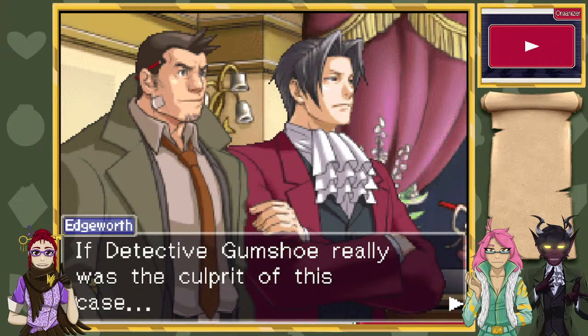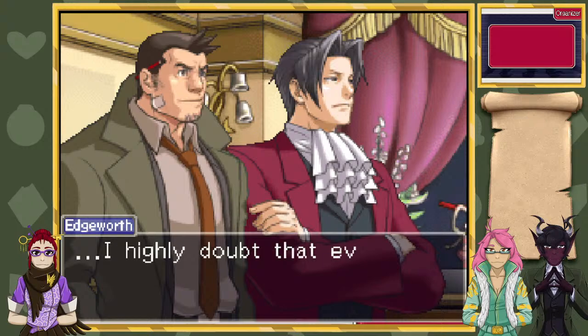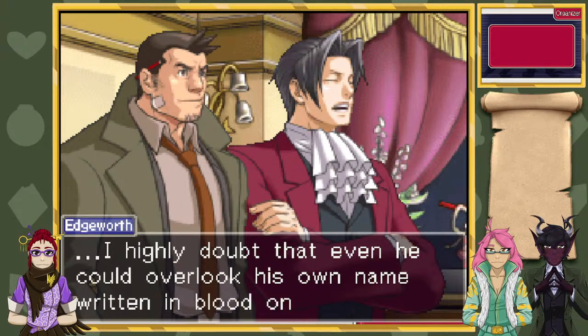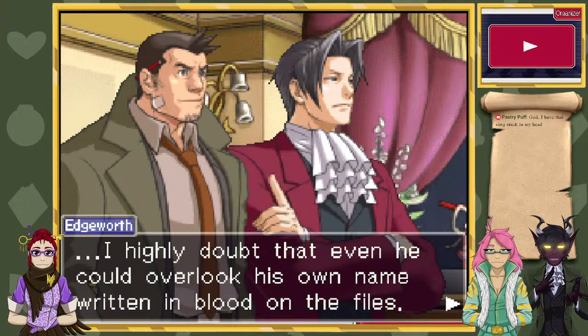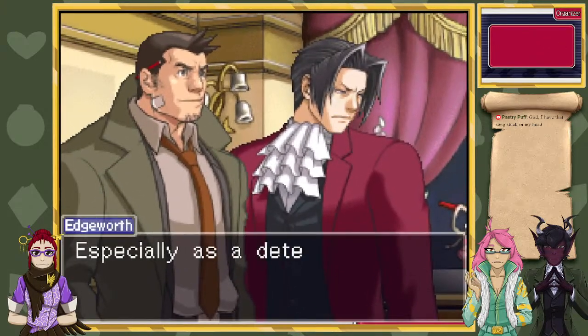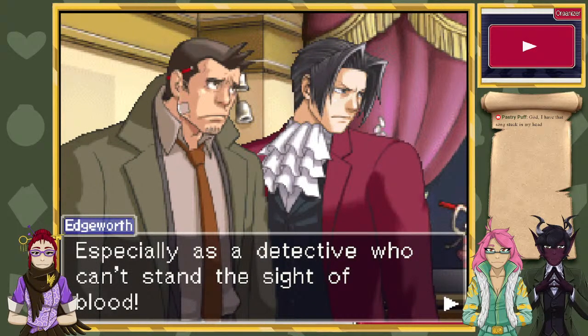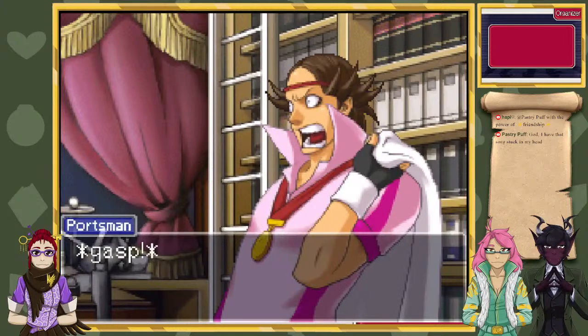If Detective Gumshoe really was the culprit of this case, I highly doubt that even he could overlook his own name written in blood on the files. It's a good song, Pastry Puff. Especially as a detective who can't stand the sight of blood. Again, very unfortunate.